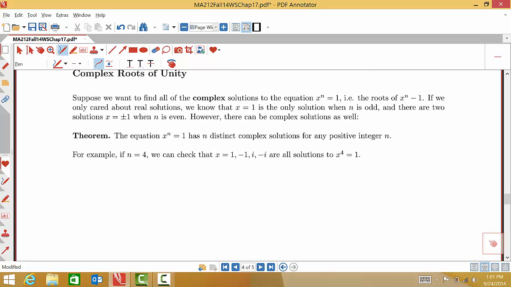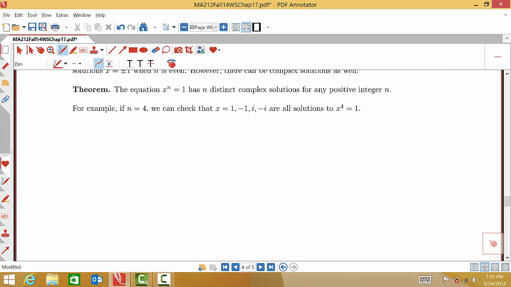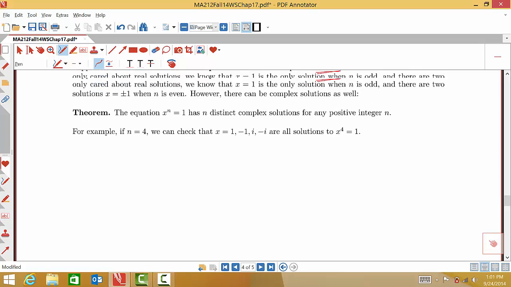As long as we're solving equations, I might want to find all the complex solutions to an equation like this. I might want to solve x to the nth power equals 1. Now we know that if n is even, then negative 1 and 1 are the only real solutions to this equation, and if n is odd, then 1 is the only real solution. But what about complex solutions to this equation? The complex solutions to this equation are called the roots of unity, or the nth roots of unity.